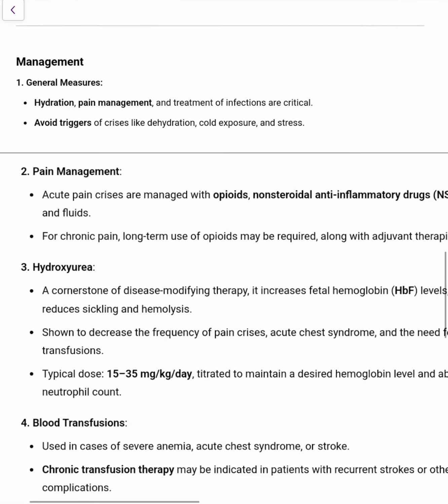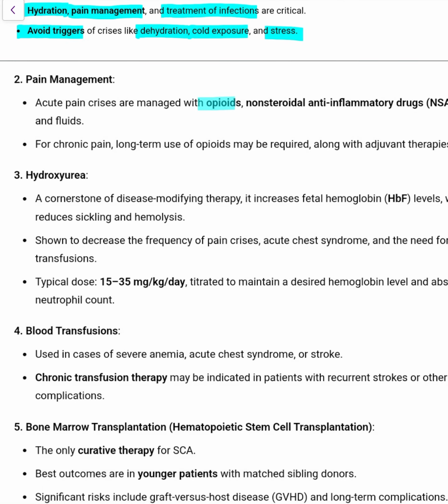Okay, now coming to the management, general measures. What we have to do is hydration. Then pain management, and you have to treat the triggers, that is infections, with broad spectrum antibiotics, and you have to tell the patient to avoid triggers like crisis, dehydration, cold exposure, or any stress. Then pain management, you can go with opioids like morphine. You can give 0.1 mg per kg, like every 3 to 4 hours you have to repeat the morphine injections, or you can go with ketorolac, NSAIDs, okay, and fluids. This is how you manage the pain crisis in sickle cell anemia.